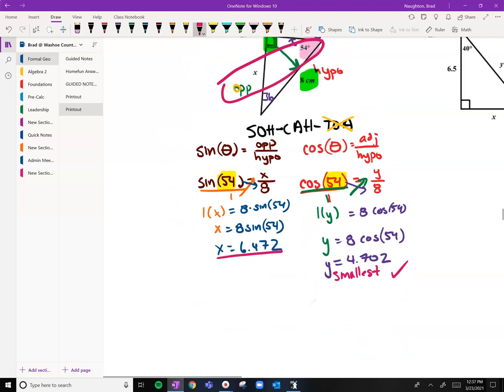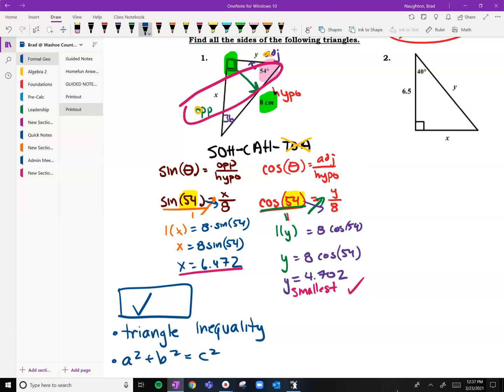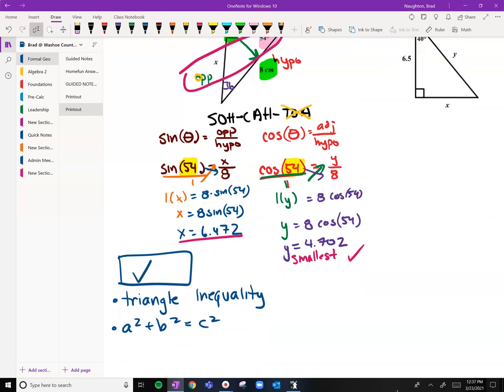The other thing you can do to check, besides the triangle inequalities, which I just talked about, is use your Pythagorean theorem, because these are all right triangles. So this would mean that we're going to get 6.472 squared plus 4.702 squared is equal to 8 squared. Now, because these are estimations, we're going to get really, really close to 0.